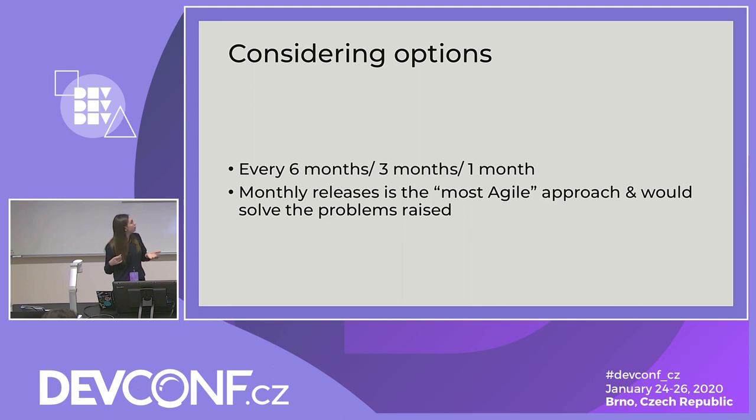Some of the options that we had in mind were a 6 month, a 3 month or a 1 month release cycle. We soon realized that the most agile approach would have been the 1 month releases, and that would actually solve the problem raised earlier.